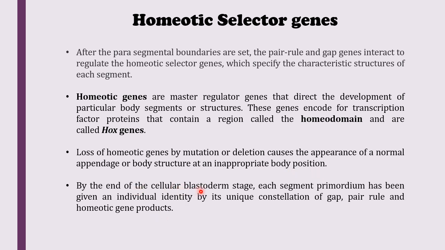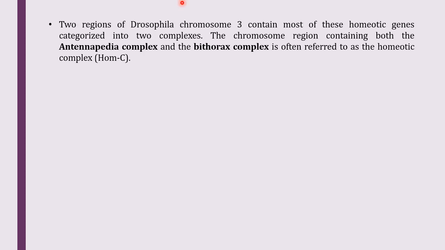By the end of the cellular blastoderm stage, each segment primordium has been given an individual identity by its unique constellation of gap, pair rule, and homeotic gene products. Two regions of Drosophila chromosome 3 contain most of these homeotic genes, categorized into two complexes. These two complexes are the antennapedia complex and the bithorax complex, often referred to as the homeotic complex or HOM-C.